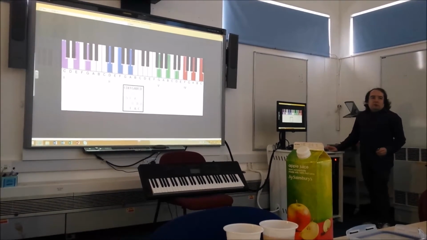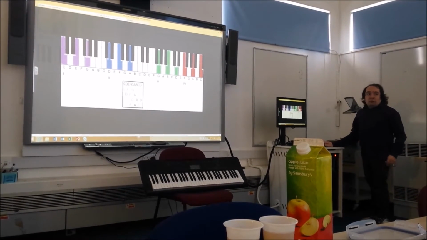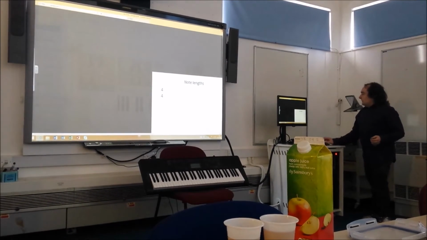Lengths. You wouldn't want to have the same note being played at the same length all the time. You want to add a bit of variety, a bit of rhythm to it.